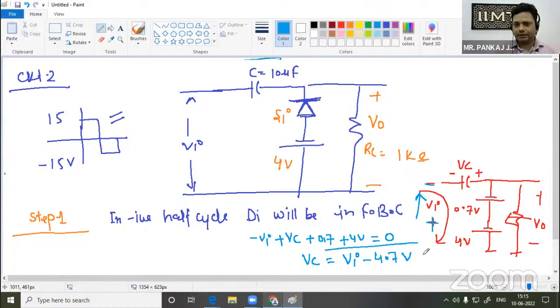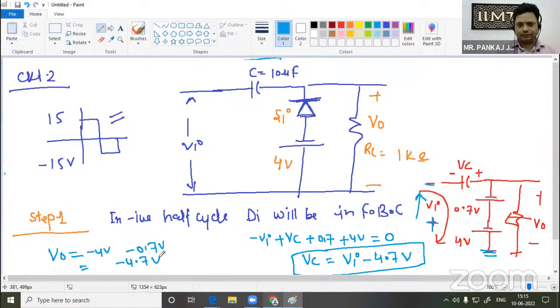This will be the voltage across capacitor, and obviously we will have V output equals to, we will go from here, this will be minus 4 volt and this is minus 0.7 volt, so it will become minus 4.7 volt. So in negative half cycle we will have two outputs. One, V output is minus 4.7 volt and the voltage across capacitor will be Vi minus 4.7 volt. I think it is clear to all of you.